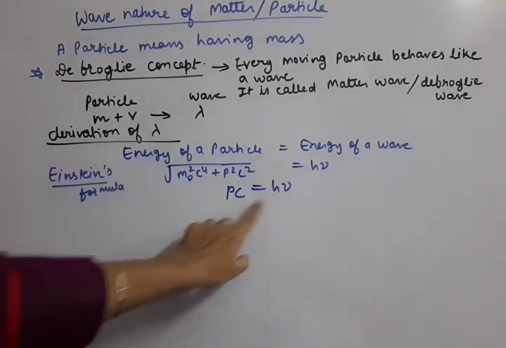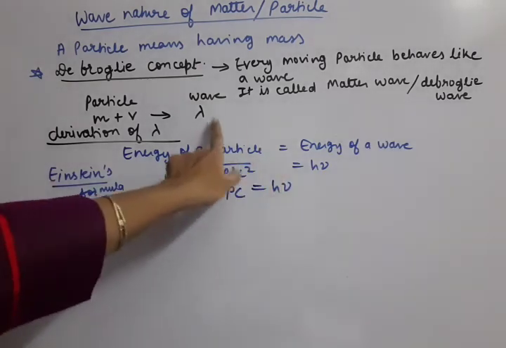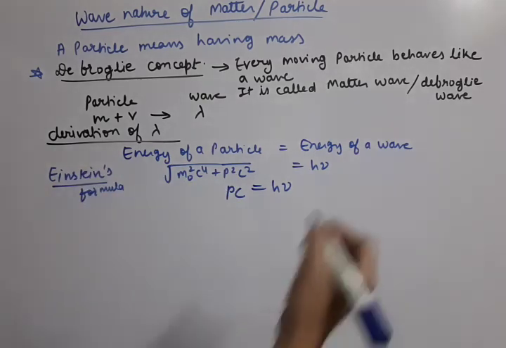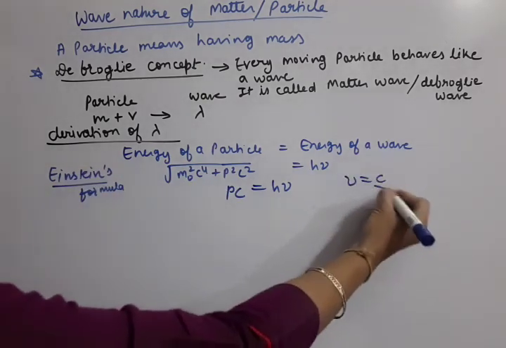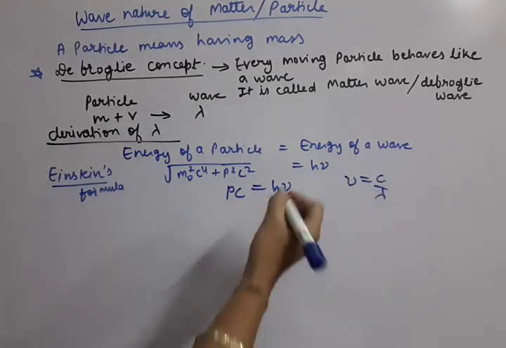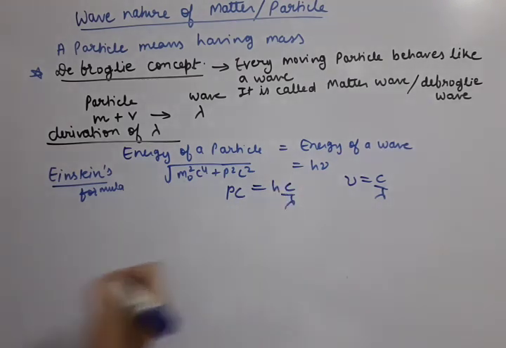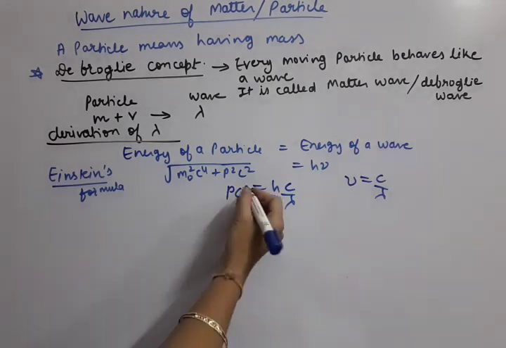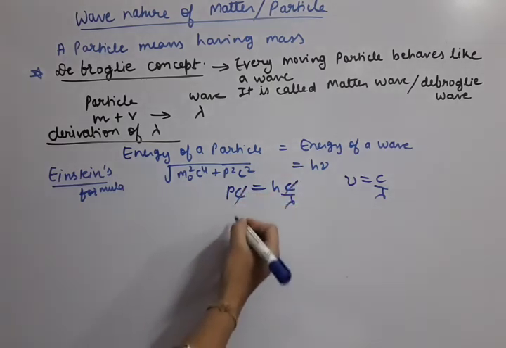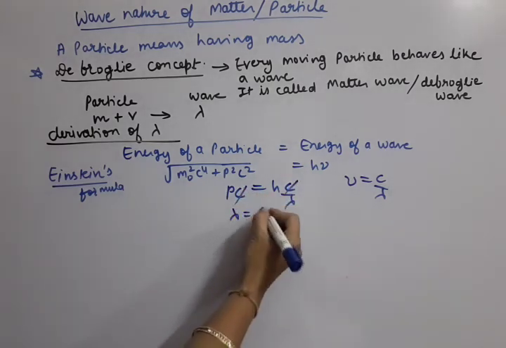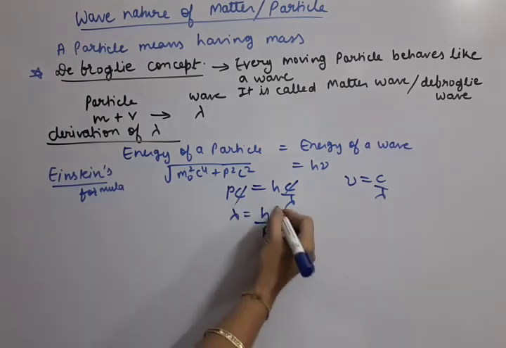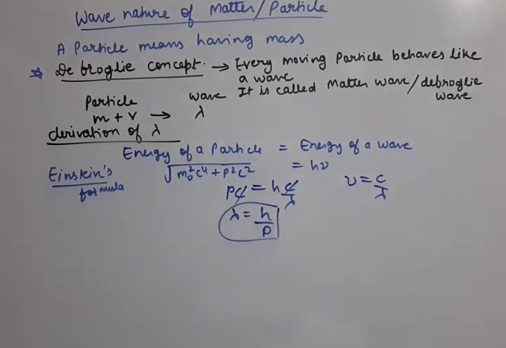Now here we have only obtained nu. We have to come finally to lambda. So what is the relation? The replacement of nu is c by lambda. So I am going to replace nu with c by lambda. Finally, this c and c get cancelled. So lambda we can shift this side, p we can shift downside. So the formula of lambda has been obtained as h upon p.